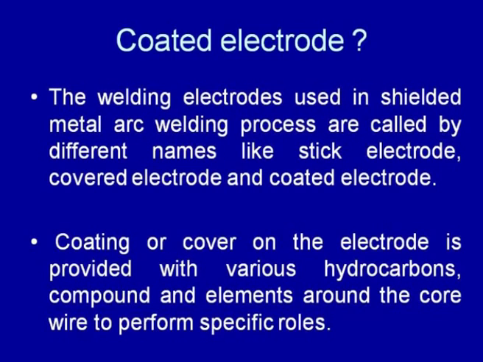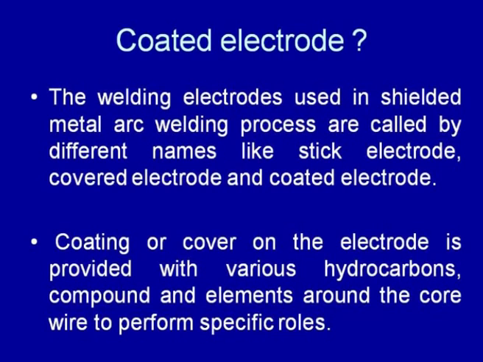So, the welding electrodes used in shielded metal arc welding processes are called by different names like stick electrode, since the electrode is in the form of one stick which is covered with the coating material. It is also called cover electrode because suitable coating material is covered around the core wire, and also known as the coated electrodes because these core wires are coated with the coating material.